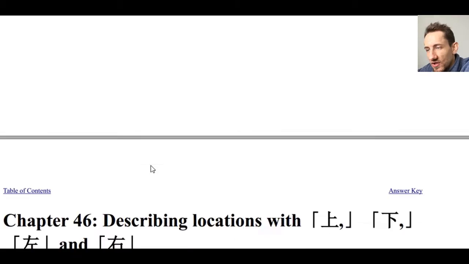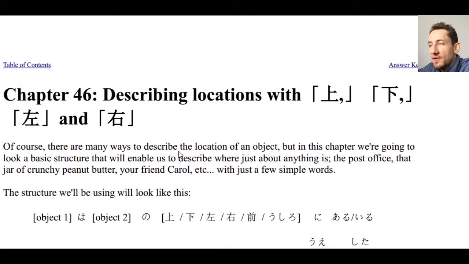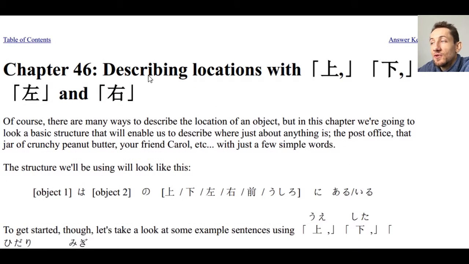And next time, we'll look at chapter 46, and we'll practice describing locations with ue, shita, hidari, and migi. So these are kanji characters that you should definitely commit to memory. They're very easy, very simple, and you'll see them all the time. So be sure to practice these ahead of time or later. But anyway, we'll do that. We'll learn how to say something like the cat is below the chair, or the ball is on the bed, or the phone is on the left of the computer, or whatever. So be sure to check that out.